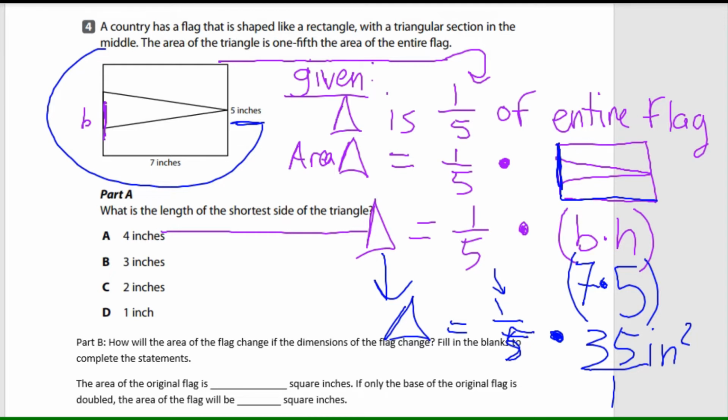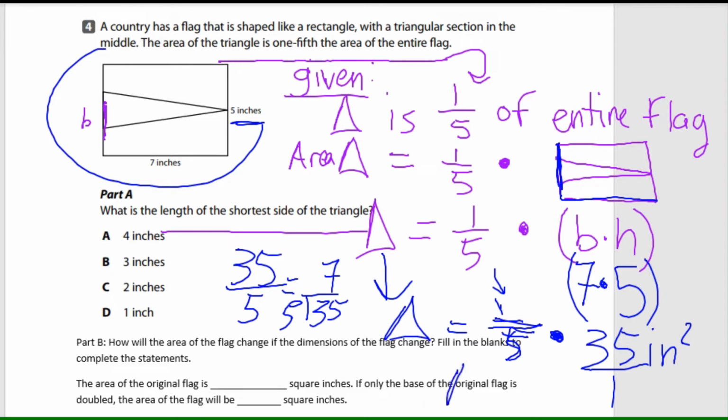When you multiply fractions, you just multiply across. For the numerator, 1 times 35, which is 35. And then 5 times 1 for the denominator, which is 5. And then divide: 35 divided by 5, and that's going to be 7.